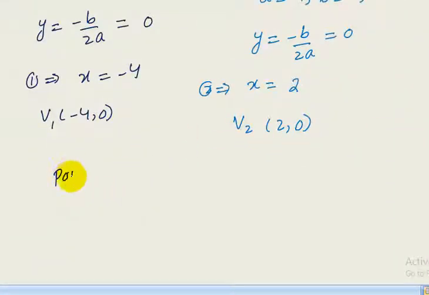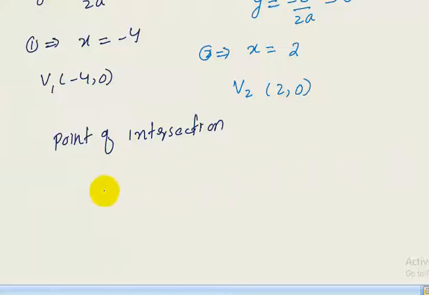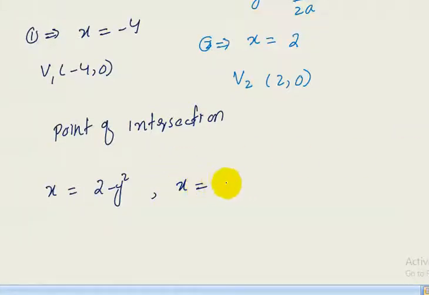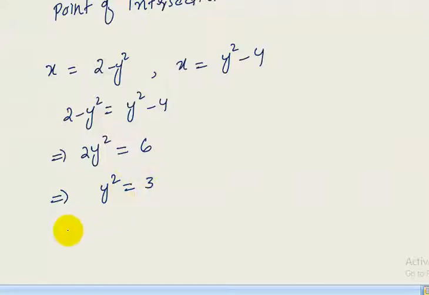For the point of intersection, we solve the two equations. The first equation is x equal to 2 minus y square, and the second one is x equal to y square minus 4. So 2 minus y square is equal to y square minus 4, which implies 2y square is equal to 6, which implies y square is equal to 3, which implies y is equal to plus minus under the root 3.